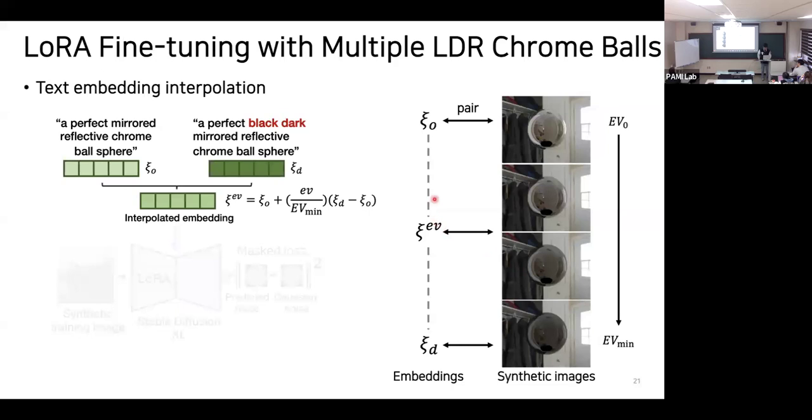And to make pairs with these intermediate chrome balls, they interpolate their text embeddings like this using this equation. They first subtract the original embedding from this black dark embedding, and they multiply by a weight and add it to the original embedding. With this interpolation, we can make various embeddings that can be paired to these various chrome balls with different exposures.